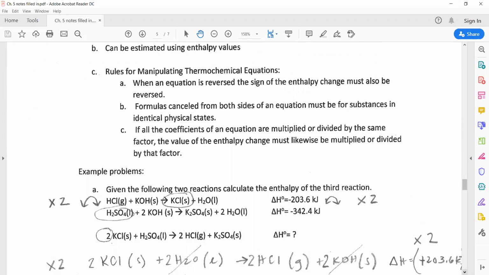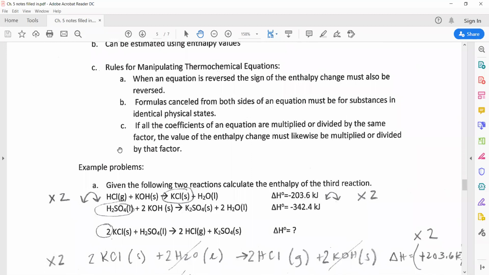So the way we're going to do this is we have to apply these couple of rules here. If you take an equation and reverse it, we already saw this, then you have to take the enthalpy change, the delta H, and reverse its sign. So make it positive or make it negative.